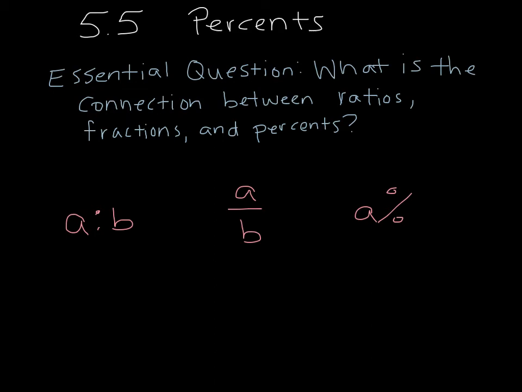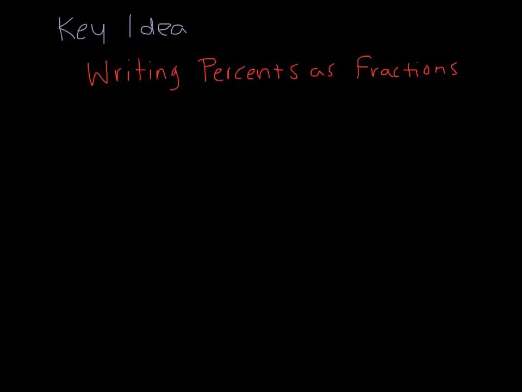All right, this is section 5.5 on percents. Our essential question is, what is the connection between ratios, fractions, and percents? So I put just a couple examples here, A to B, A over B, and A percent. It could also be B percent too. So we're going to learn about percents in this section. Our key idea for 5.5 is writing percents as fractions.